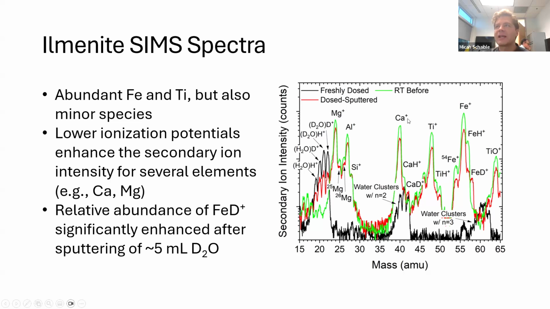And as I'll show you on the next slide, the calcium is not actually a part of the ilmenite structure, but an inclusion in our mineral. Same with the aluminum. It's a representative of trace inclusion species in the natural ilmenite sample that we have.